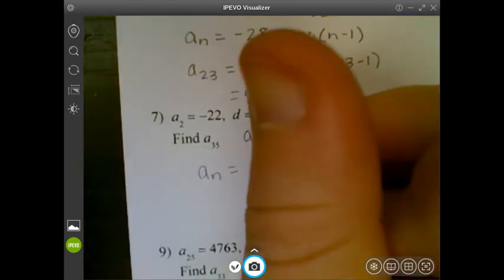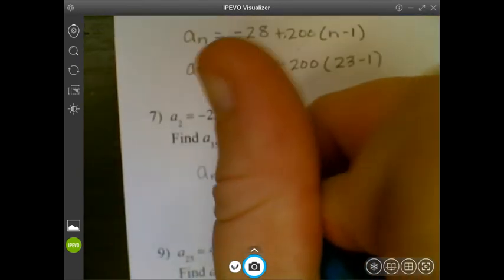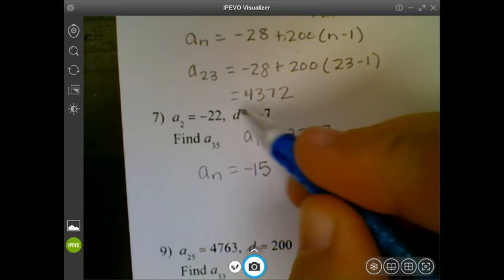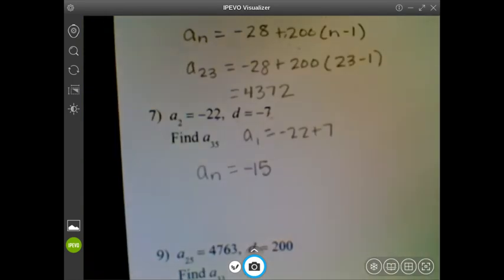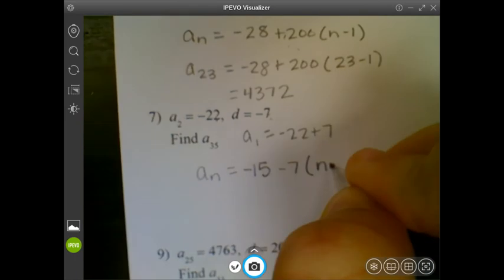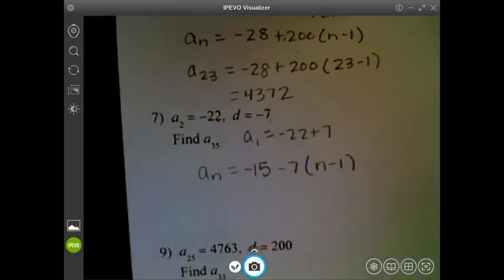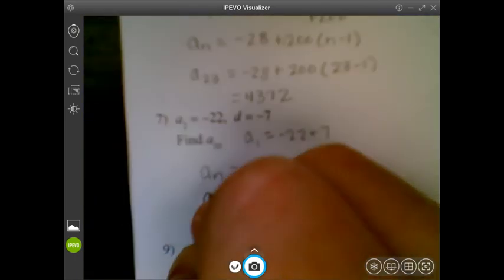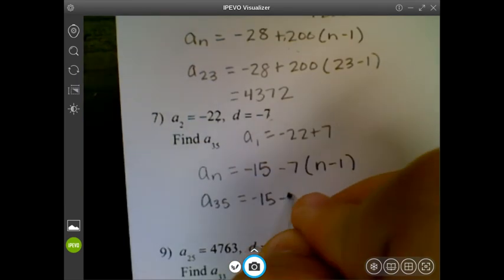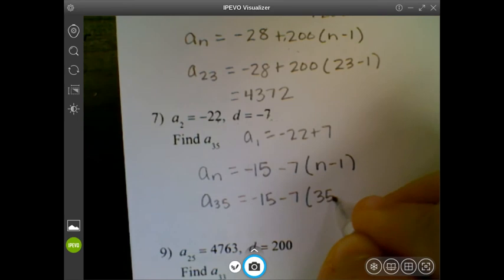So when you go to write your equation, this one's a little bit harder because you actually have to think about what that first term is going to be. So first term is negative 15. So if you subtract 7, you would get negative 22 for your second term. So that works. So minus 7 times n minus 1. And for this problem, n is 35. So we're looking for the 35th term. Minus 7 times 35 minus 1.